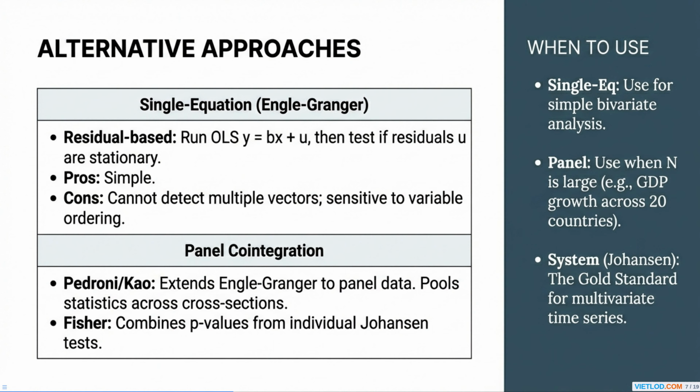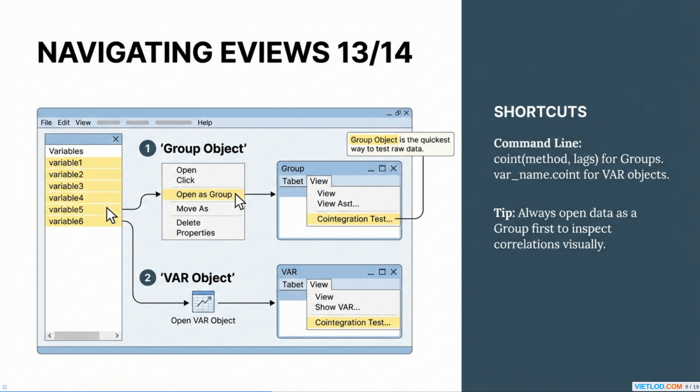The right side of the slide provides a clear guide on when to use each approach. The single equation method is best suited for simple bivariate analysis, where you're looking for one cointegrating relationship between two variables. Panel methods are appropriate when your N, or number of cross-sections, is large, such as analyzing GDP growth across 20 different countries. Finally, the system approach, exemplified by the Johansen test, remains the gold standard for multivariate time series analysis, where you have more than 2 variables and potentially multiple cointegrating relationships. This allows for a more comprehensive understanding of complex economic systems.